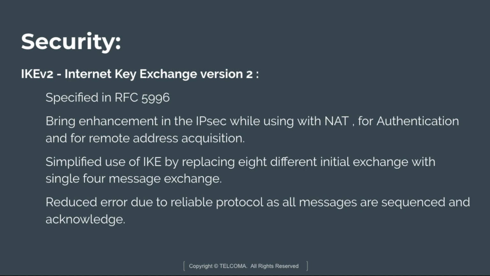It simplifies the use of IKE by replacing eight different initial exchanges with a single four-message exchange. It reduces errors due to a reliable protocol, as all messages are sequenced and acknowledged. So this is the information about Internet Key Exchange version 2. This is all about IP security in IPv6. Thank you.